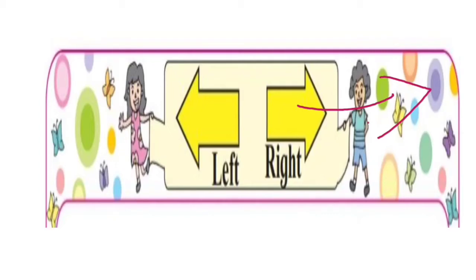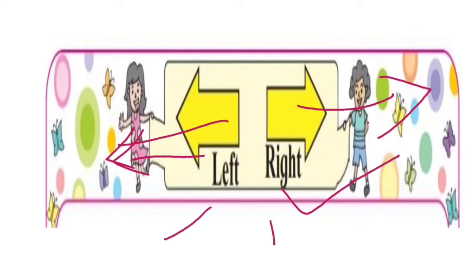this arrow is showing the right side and this arrow is showing the left side. This boy is on the right side of the arrow and this girl is on the left side. Right means daya and left means baya.